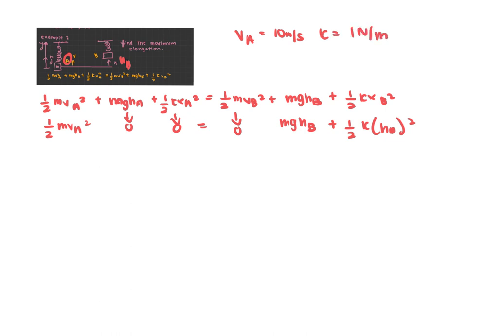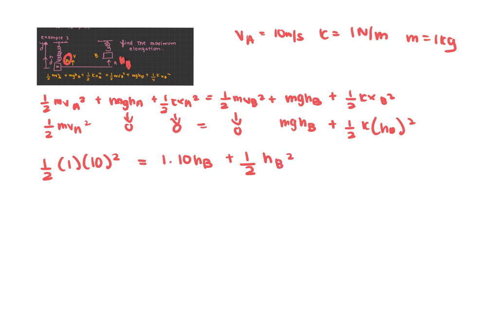per meter, and the mass is 1 kilogram. So how would we solve that? We could just plug in the numbers. So we have 1/2 times 1 times 10 squared equals 1 times 10, that's HB, plus 1/2 HB squared, because we don't know what HB is.